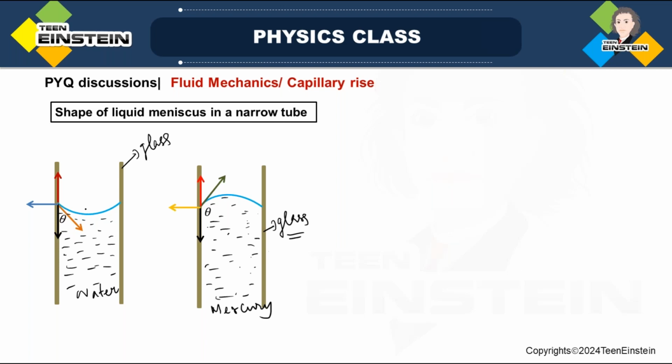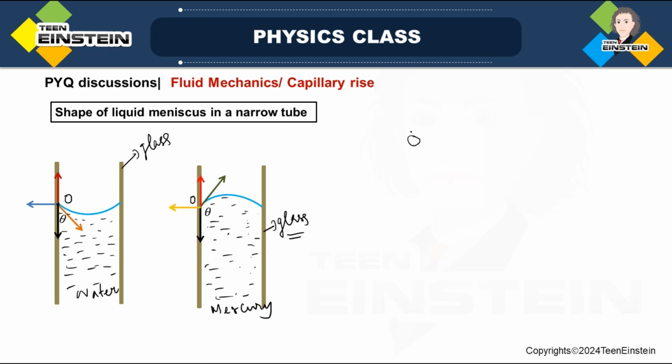Okay, so look, if I take a narrow tube, inside a narrow tube, at the point of contact, suppose this is the point of contact, let us take this point as O. Here also let us take that point of contact O. There are a few forces acting at the point of contact, and at equilibrium there will be no net force acting at this point. Suppose there is a molecule at the point of contact.